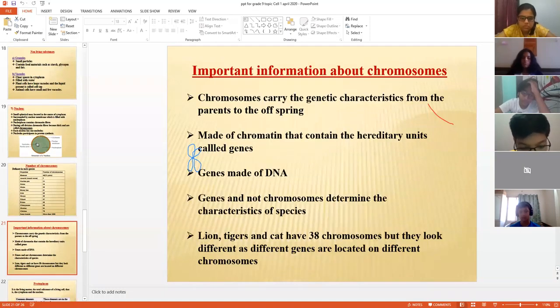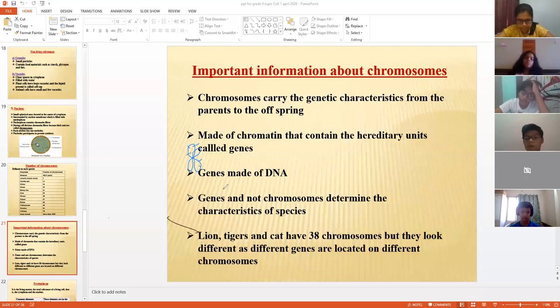Now, some important information on chromosomes. Students, just listen carefully. These chromosomes, this single structure which I have drawn here, the blue-shaped one, carry the genetic characteristics from the parents. The chromosomes that you have right now have come from your parents. A chromosome is made up of chromatin that contains the hereditary units called genes. That means, children, on this chromosome I'm drawing something. What are these? They are the genes. Now, genes are made up of DNA. We are hearing so much about DNA. So what are genes made up of? Genes are made up of DNA.